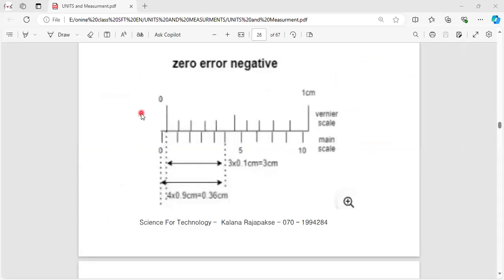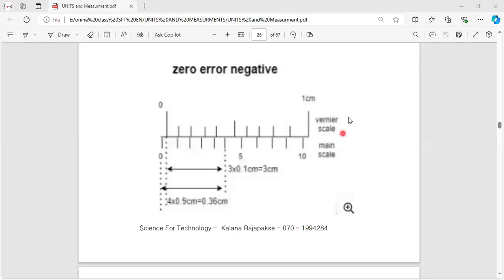So this is also one example, but as you can see in this case, the vernier scale and main scale were transferred to the opposite side, right? So in that case as well, we can find out the negative error. It doesn't matter.